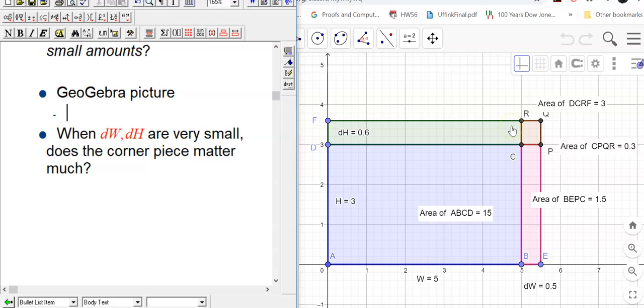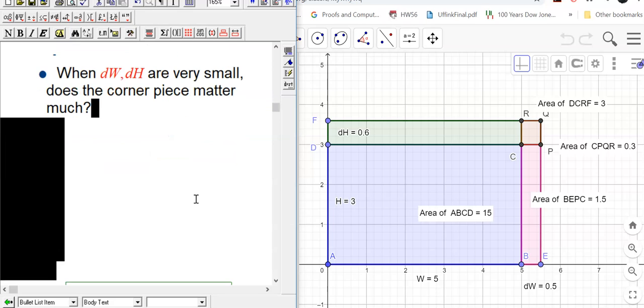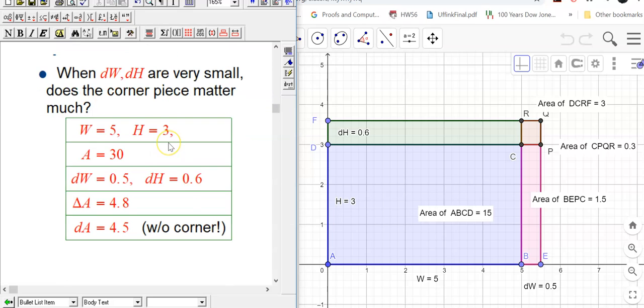And the absolute key to what makes this argument work is that if dw and dh are very small, which piece can we ignore? And the question is, this little corner piece, does that matter much? So let's look at a few explicit examples of that. Okay, so here's the one I have written out.